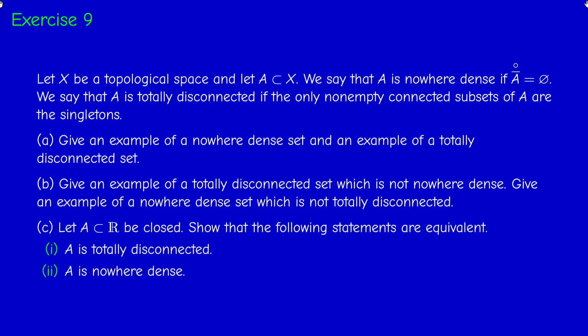And last question, if you work in R, if A is a closed subset of R, then the two notions coincide. So A is totally disconnected if and only if it's nowhere dense. And since A is closed, saying that A is nowhere dense simply means that the interior of A is empty, because A equals A bar in this case.